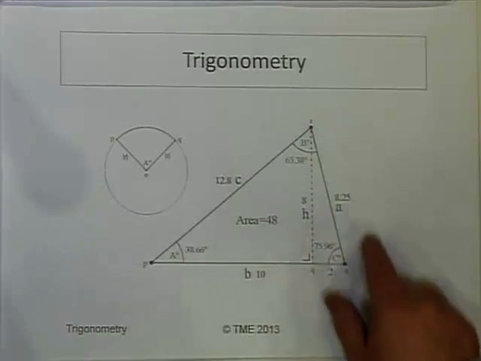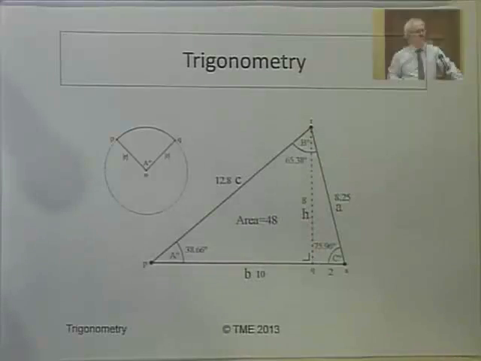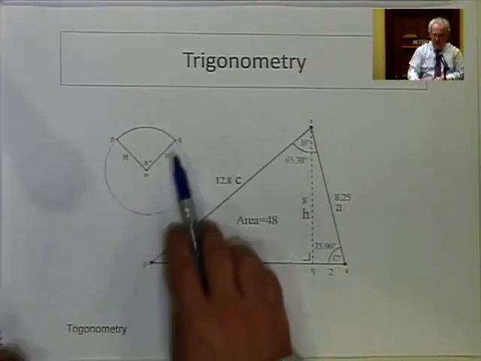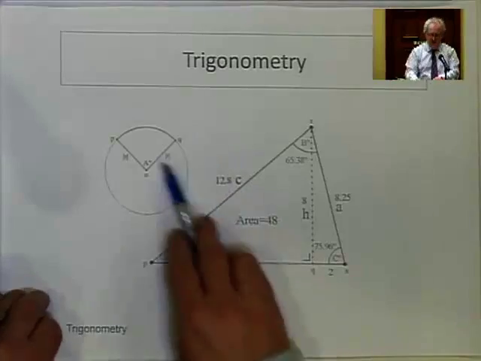A triangle is something with three sides, three angles, and we also do a tiny bit on sectors here, circles with a little bit out of them. Okay?